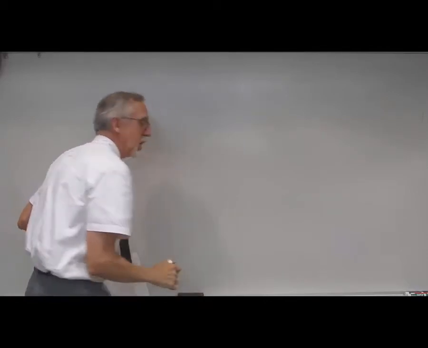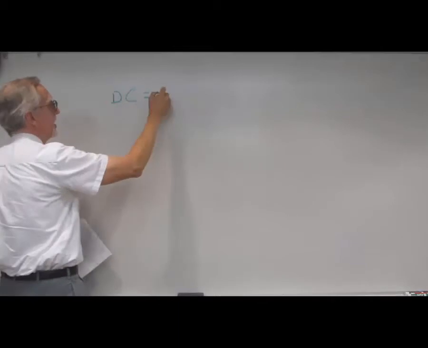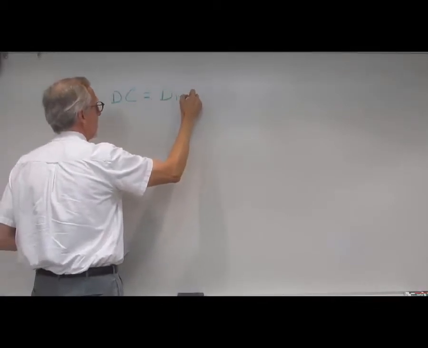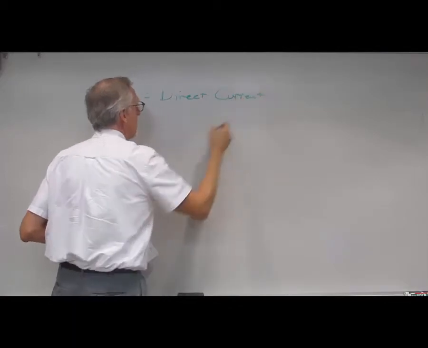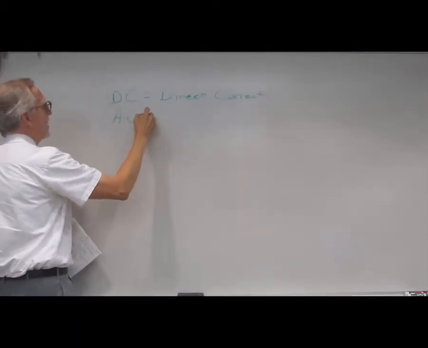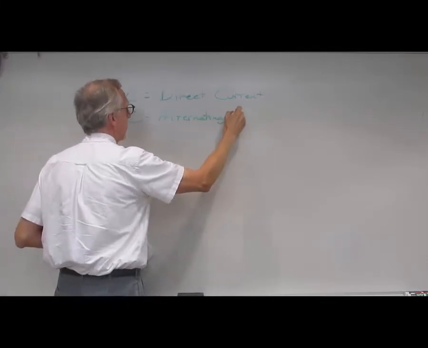Okay. Now, there are actually two kinds of current, two kinds of circuits that we will talk about. There is DC circuits. DC stands for direct current, while AC stands for alternating current.